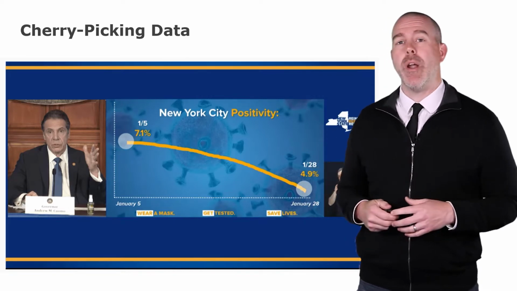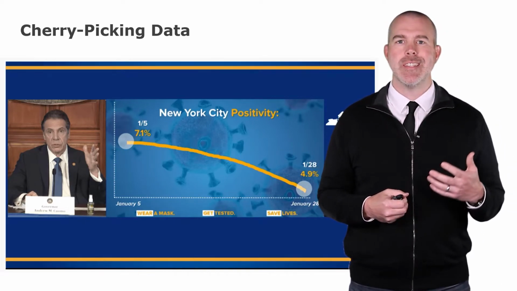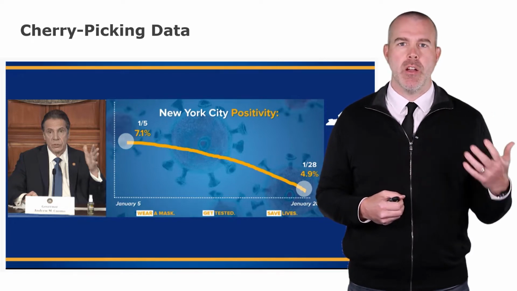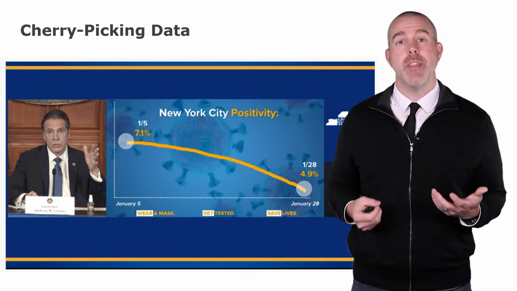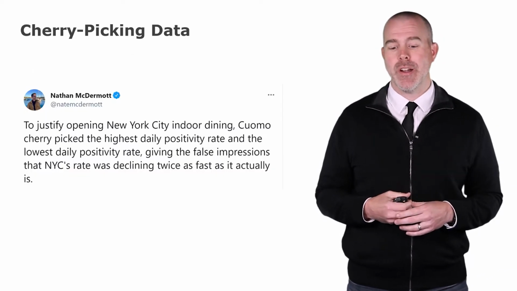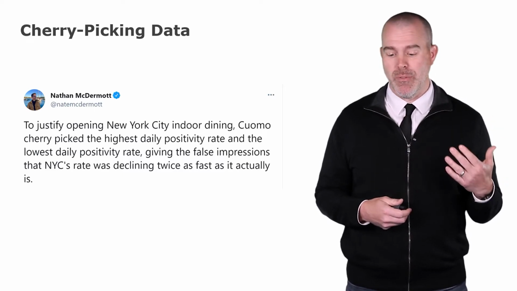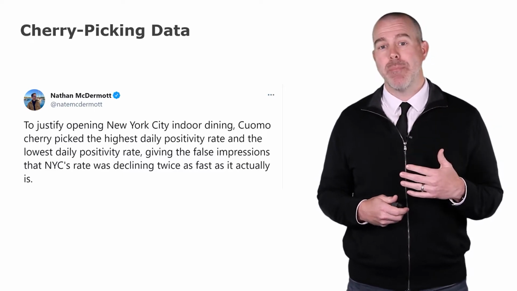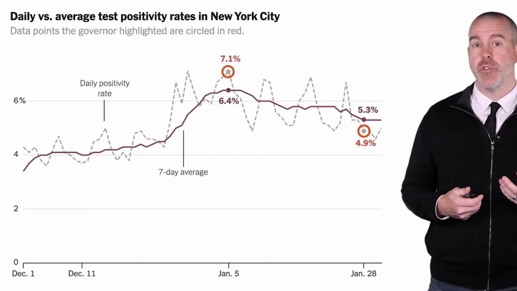So here's a report that Governor Cuomo from New York used in one of his daily COVID reports, and it shows this huge decline in the positivity rate. But what Nathan McDermott noted on Twitter is that he picked the highest daily positivity rate and then the lowest daily positivity rate to give a false impression that there was a huge drop.